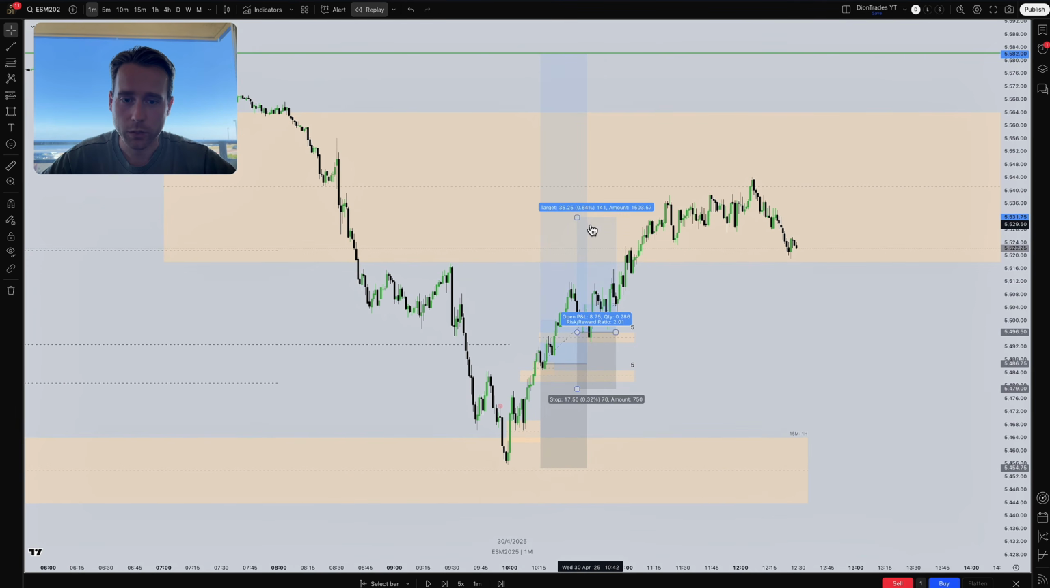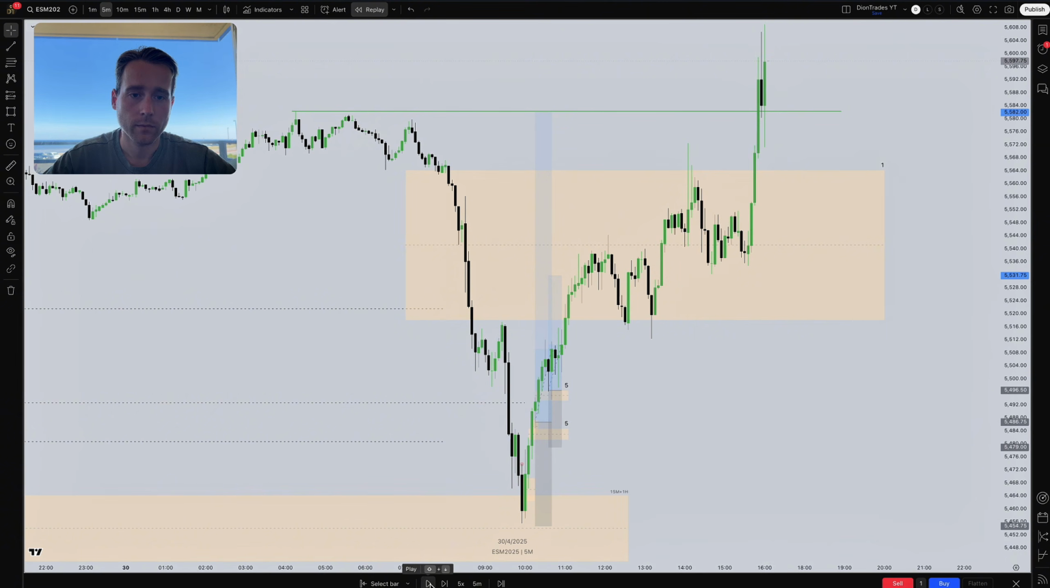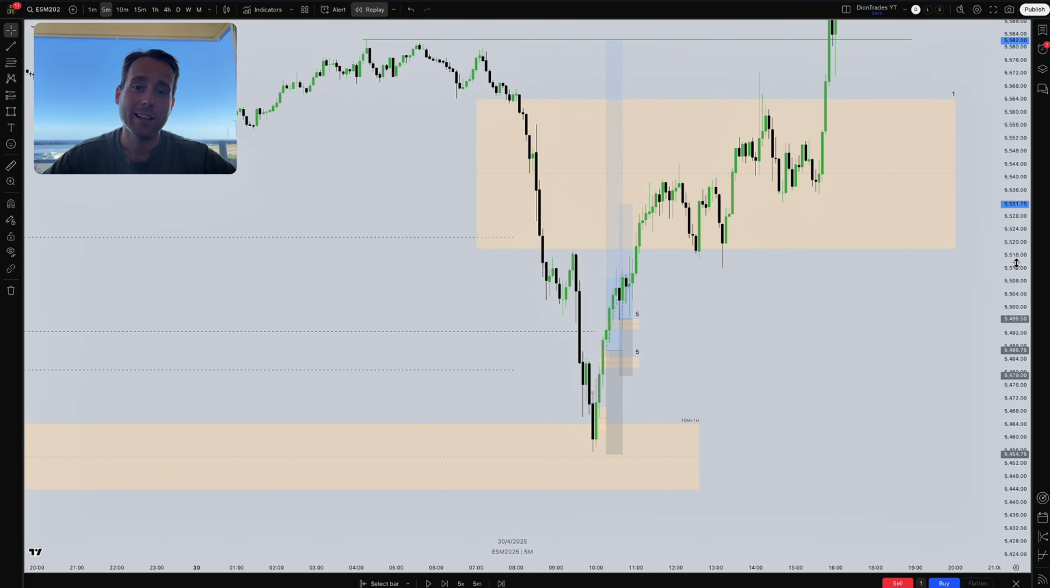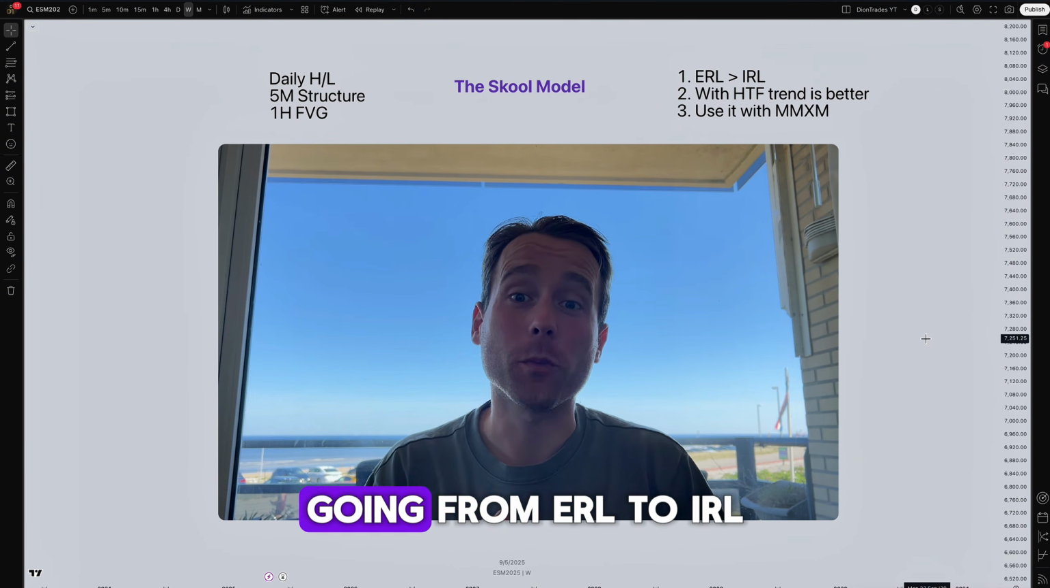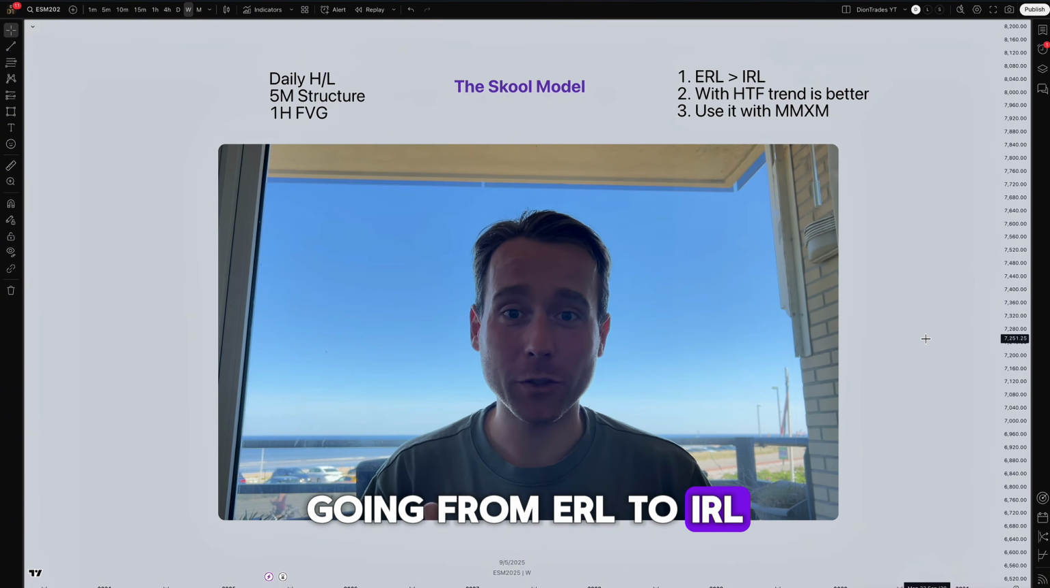So here you are with the Skool model, you're a little thief in the market. With the A+ setup, you could have taken a bigger trade, bigger stops, bigger TP. And price eventually hits that target. So here you have both an example of the Skool model and the A+ setup. So no matter which one you like to use, they both work. So here you have it, the Skool model, going from external range liquidity to internal range liquidity.